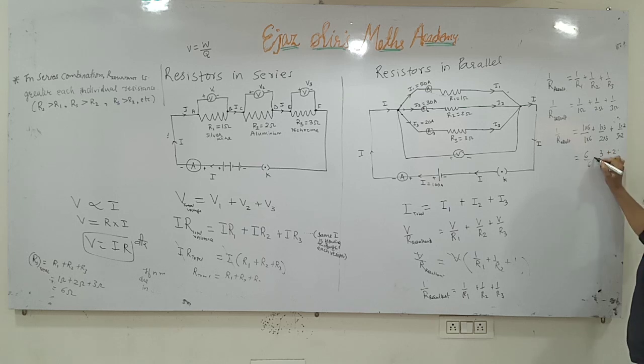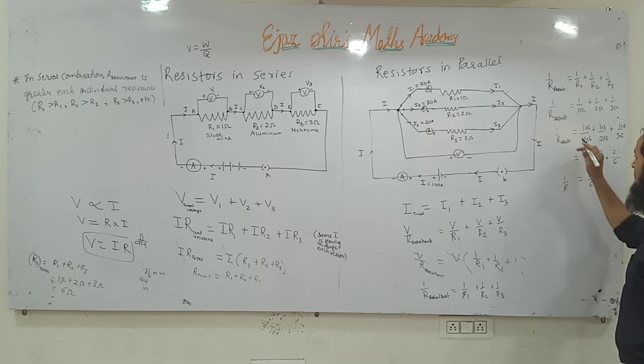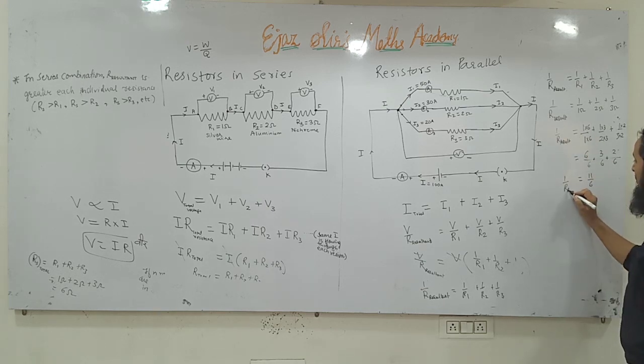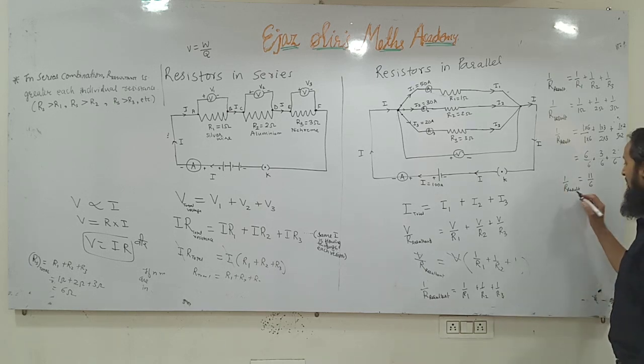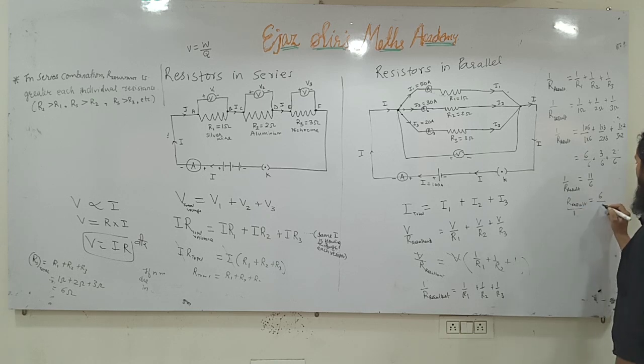And what will it give us? 11 by 6. And what is this? 1 upon R result is 11 by 6. But if we do its reciprocal, then R result upon 1 will be 6 by 11, and that R result will be nearly 0.5 ohm.